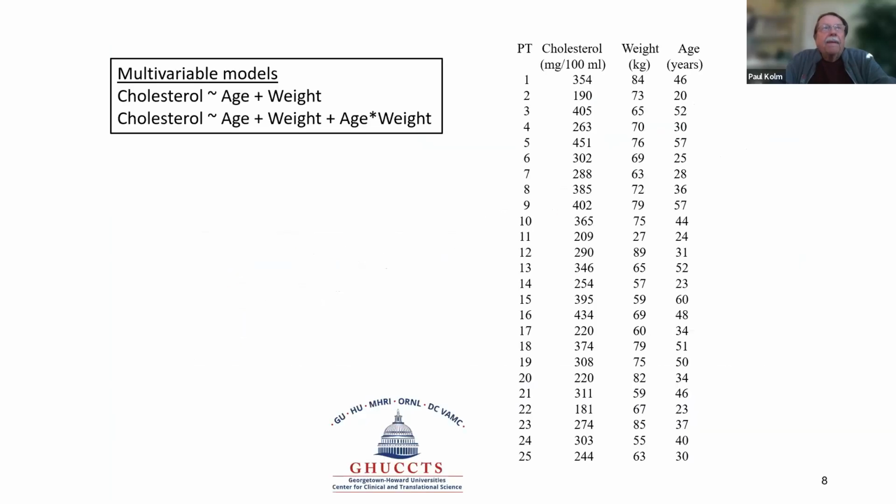So we can model a multivariable kind of equation here where we have age and weight. And also we might want to investigate whether there's an interaction between age and weight. And what we mean by an interaction is that the values at one level of one of the covariates is not the same across all levels of the other covariate. I'll illustrate this in a bit here.